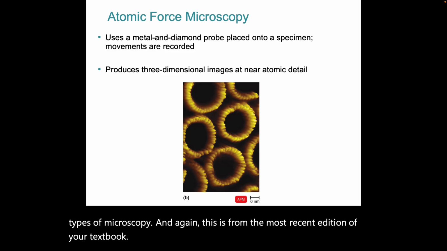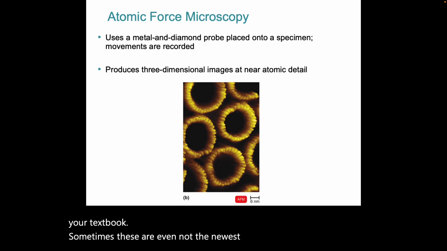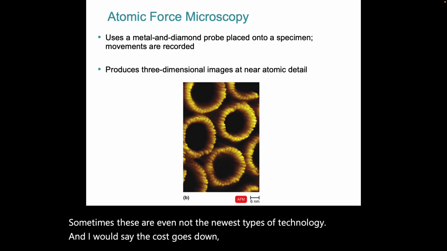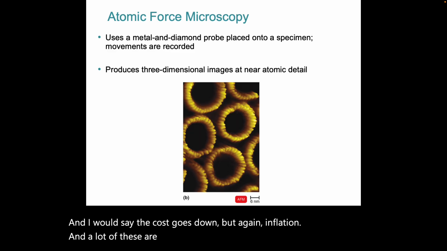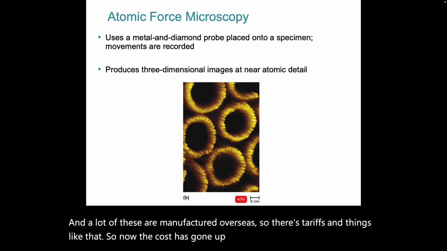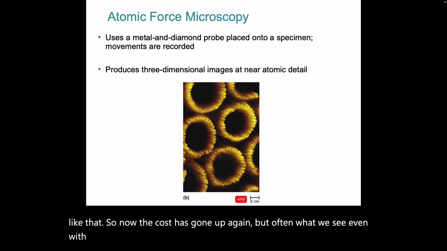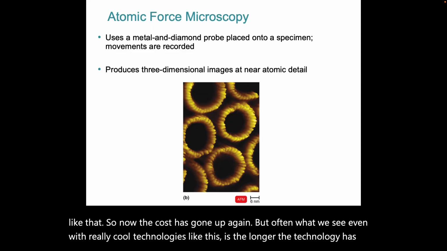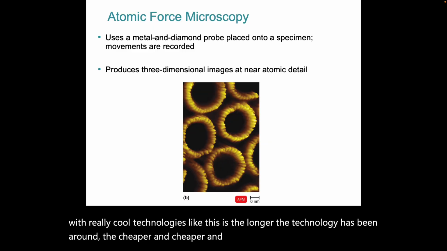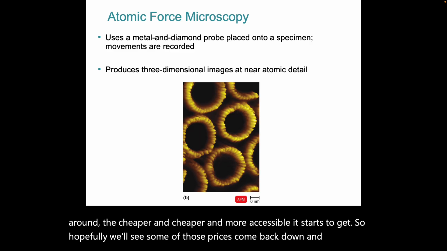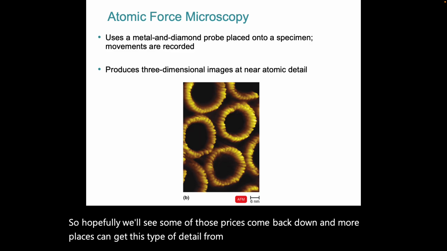Sometimes these are even not the newest types of technology. And I would say the cost goes down, but again, inflation. And a lot of these are manufactured overseas, so there's tariffs and things like that. So now the cost has gone up again. But often what we see, even with really cool technologies like this, is the longer the technology has been around, the cheaper and more accessible it starts to get. So hopefully we'll see some of those prices come back down and more places can get this type of detail from their samples. Okay, question about different kinds of microscopy.